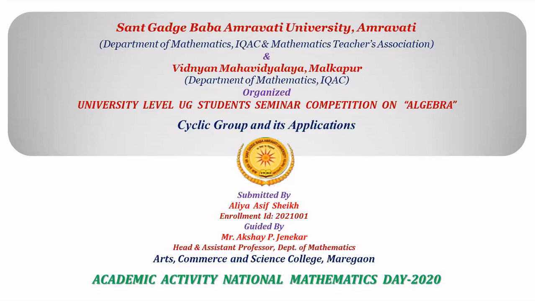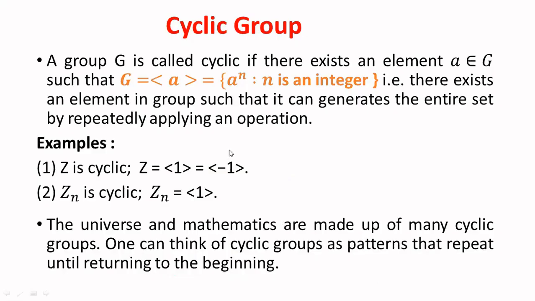The title of my seminar is Cyclic Group and its Application. A group G is said to be cyclic if there exists an element in the group such that it can generate the entire set by repeatedly applying an operation. For example, Z, the set of integers, is cyclic with respect to addition. It is generated by 1 and minus 1. Z is cyclic, generated by 1.